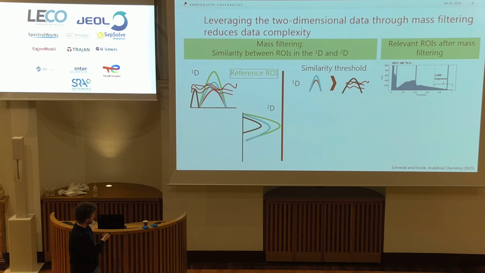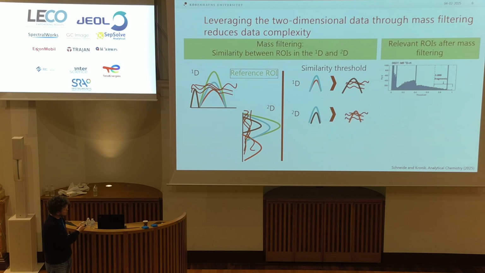We can do the same in the second dimension. Here you can see that the black line is co-eluting with the others. It was separated in the first dimension. And if we do the same here, we can see that the black has a high similarity to the reference, and now the red doesn't. And sorry for the color blind. Yes, and then we have around 2,000 fragments.